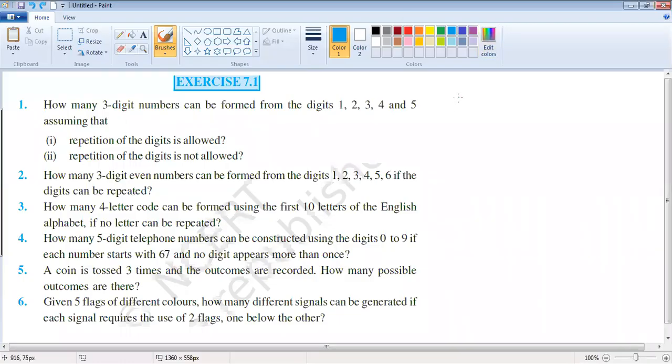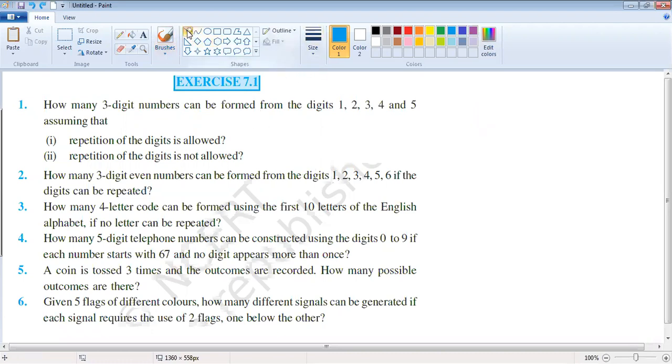Okay, so we will discuss questions from 7.1 exercise. So we have seen the fundamental principle of counting. Look at the first question.